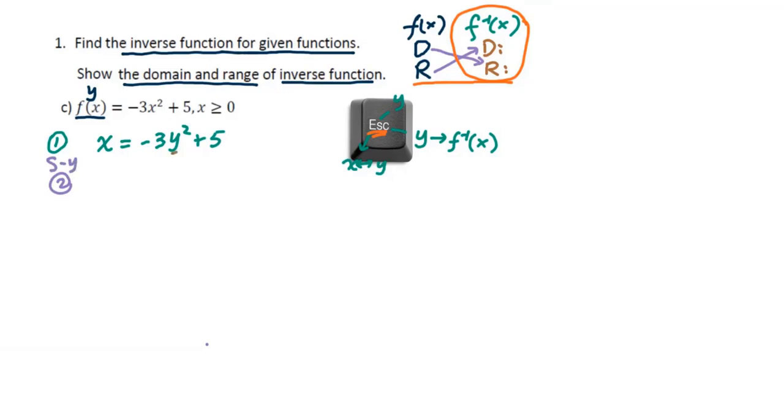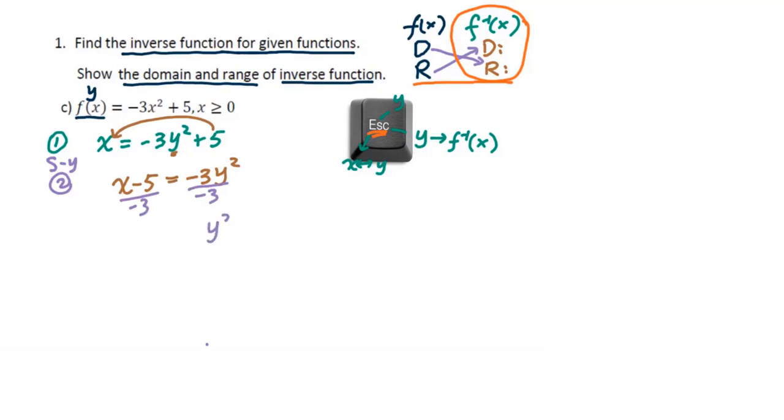You count y as the variable. We could say this is a power pattern equation, so we isolate the variable on one side. We subtract 5 from both sides: x minus 5 equals negative 3y squared. Then we divide by negative 3.